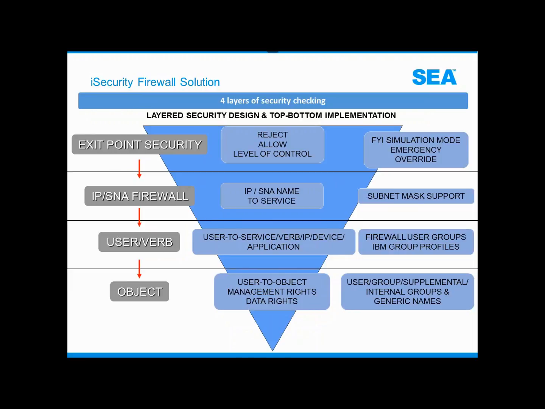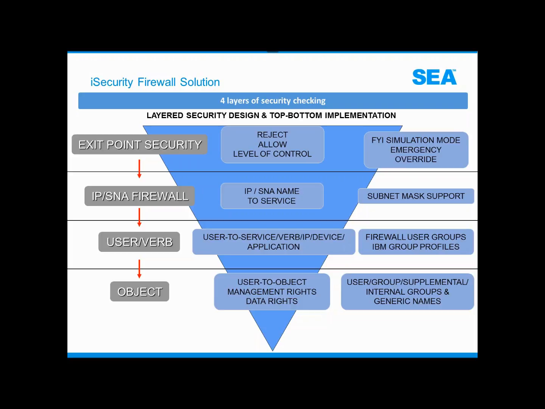By looking at our very unique 4 layers of security checking, we see a very efficient design, a top to bottom implementation starting at the exit point layer of security, and we work our way down to the object layer of security. 4 layers of checking is performed. We start at the exit point. We'll check to see if you're allowed to use the exit point. At that level of control, you can certainly work with our FYI simulation mode without interfering with production. Once you've passed that layer of security checking, you can move on to the next layer.